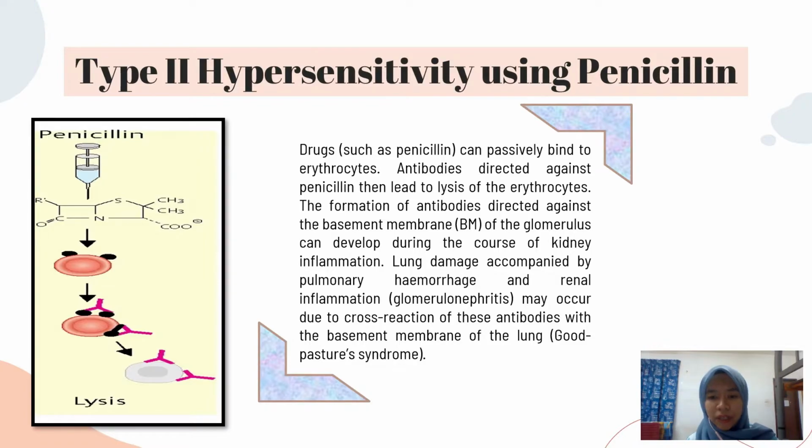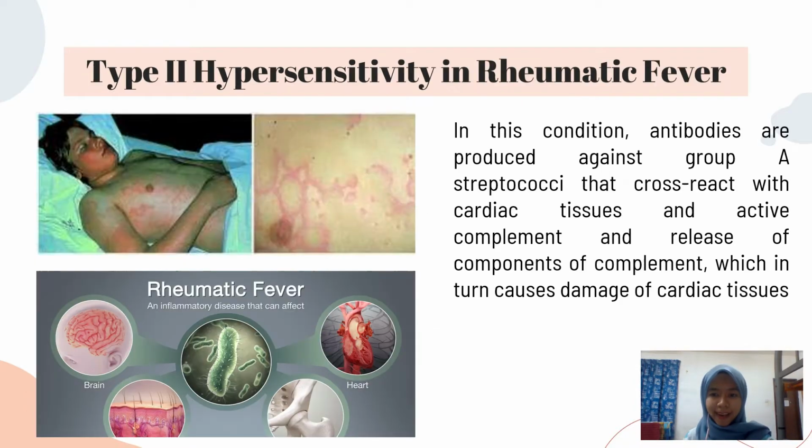The formation of antibodies directed against the basement membrane of the glomerulus can develop during the course of kidney inflammation. Lung damage accompanied by pulmonary hemorrhage and renal inflammation may occur due to cross-reaction of these antibodies with the basement membrane of the lung.